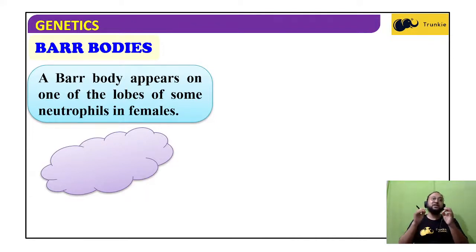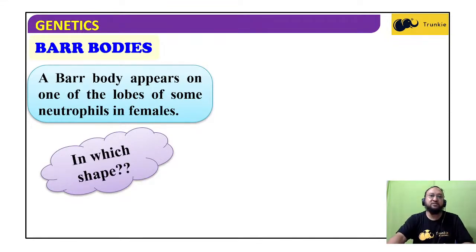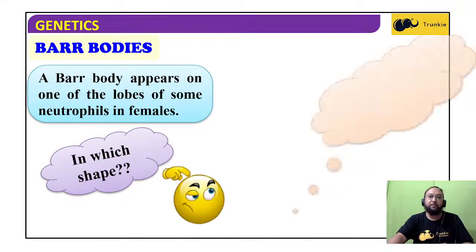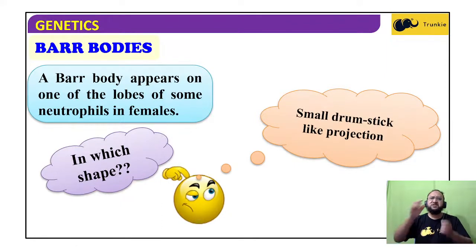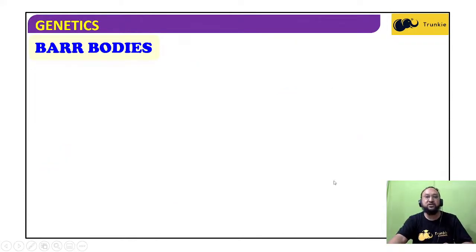In neutrophils in females, the Barr body appears as a small drumstick-like projection. At one terminal region it is accumulated like a ball, and there is an elongated structure. Drumstick-like projections are found.